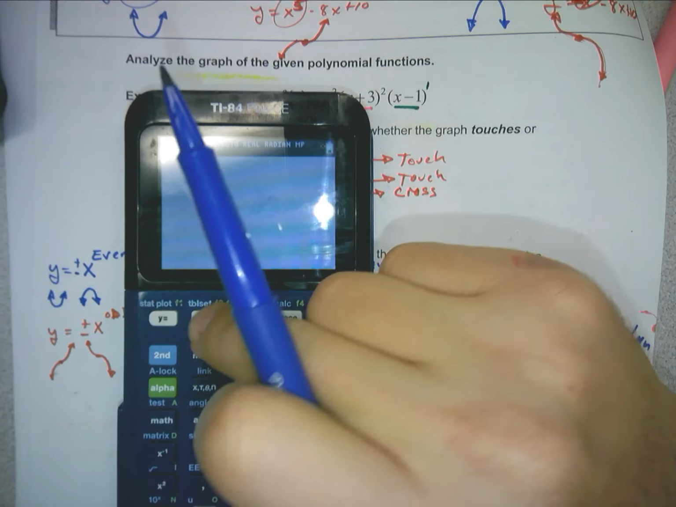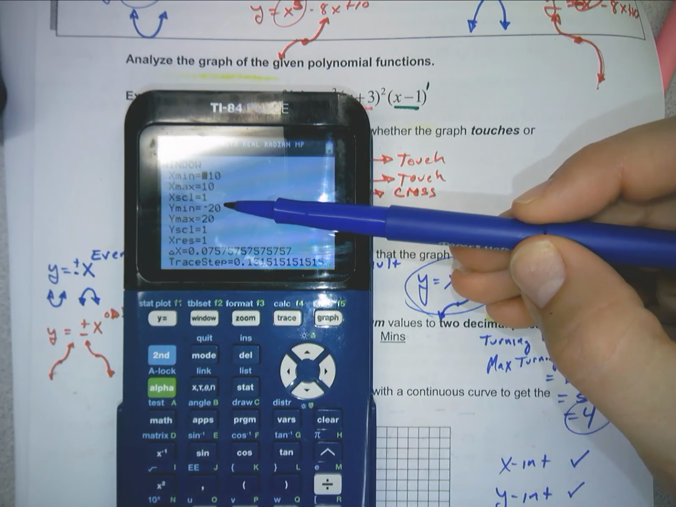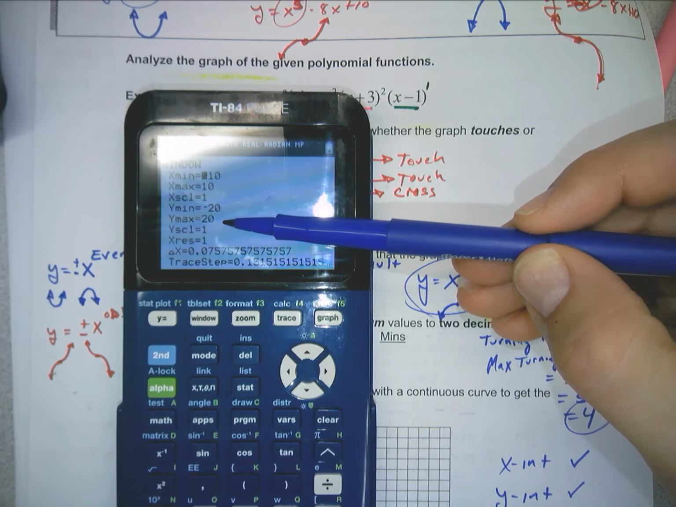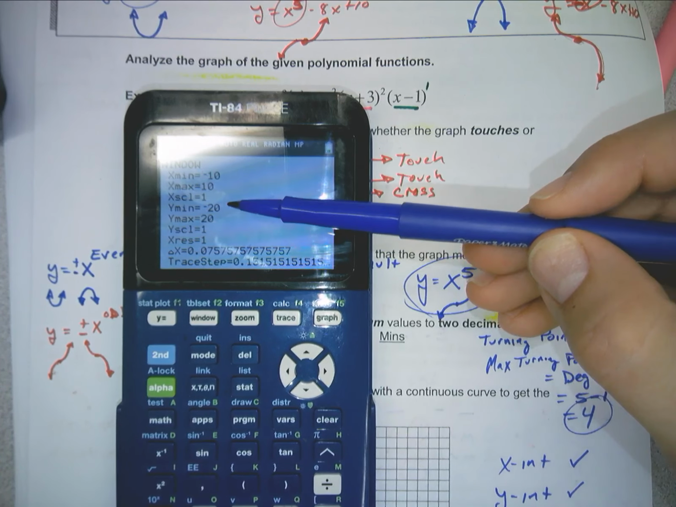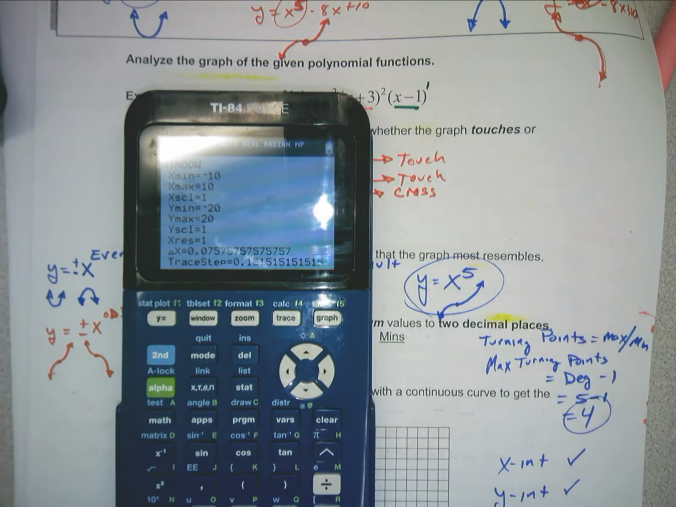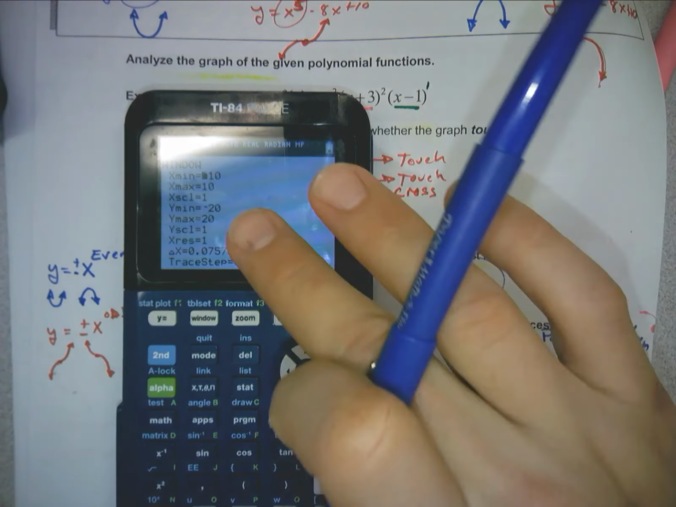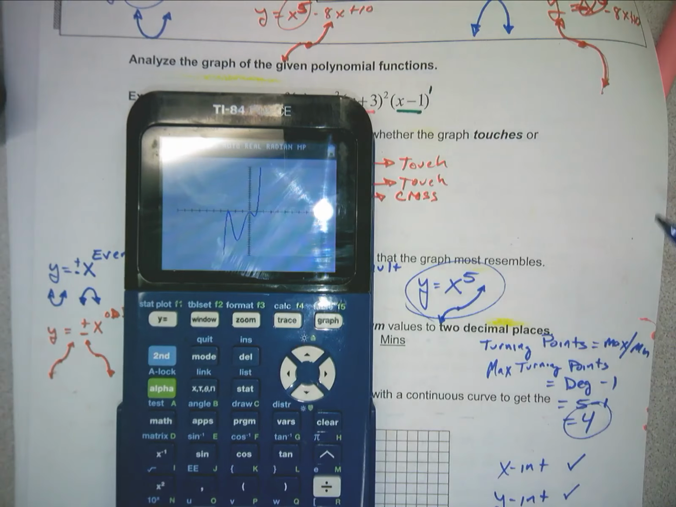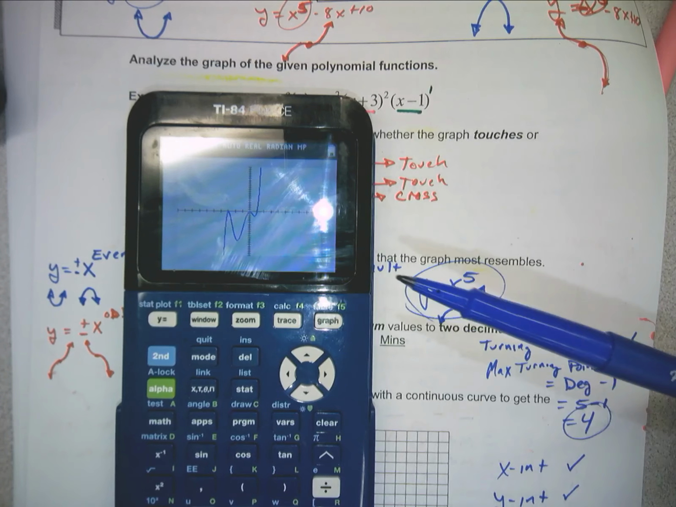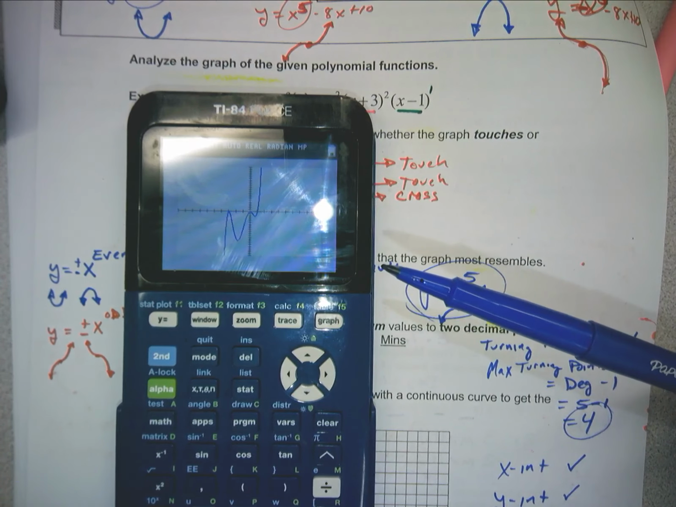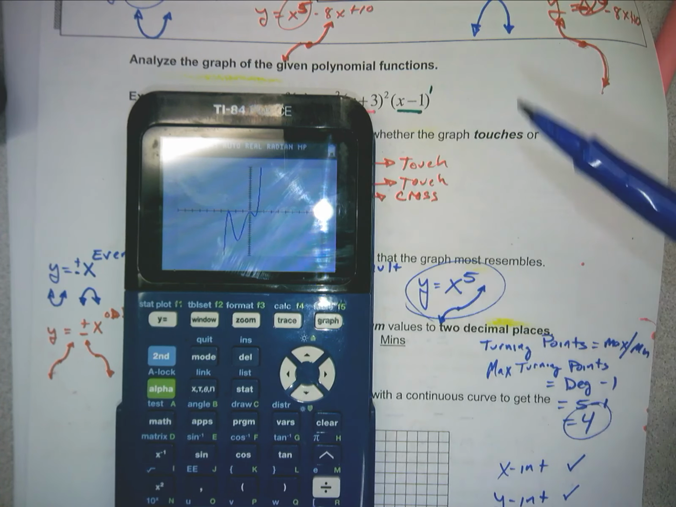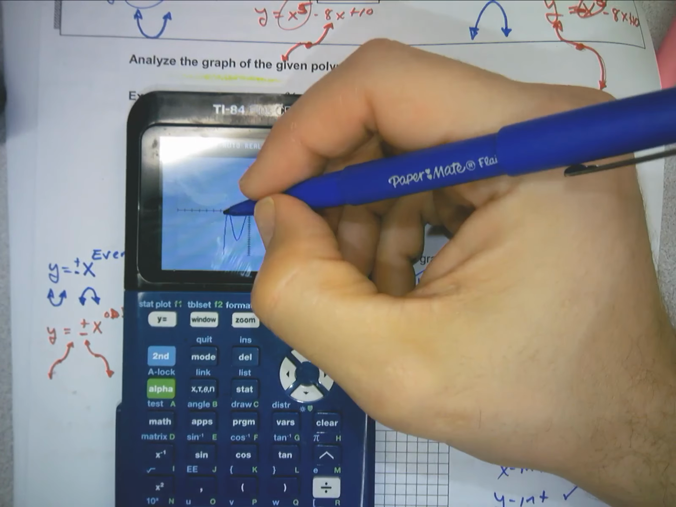So again, just to walk you through what I just did, I did negative 20, 20 for my Y min and Y max. If you get those mixed up, you're going to get a window range error. That just means you have your mins and maxes mixed up. And now I want to find my mins and maxes. All right, let's talk about these maxes here. Okay, so that's the first thing we want to do.